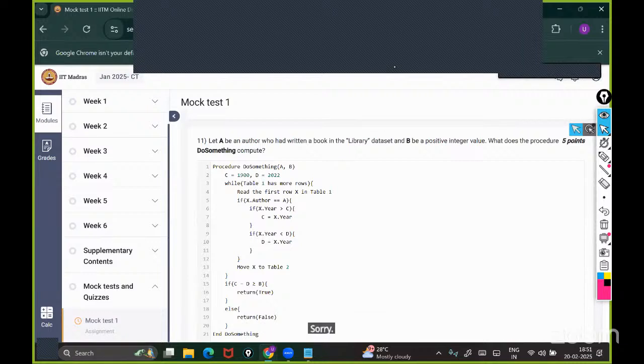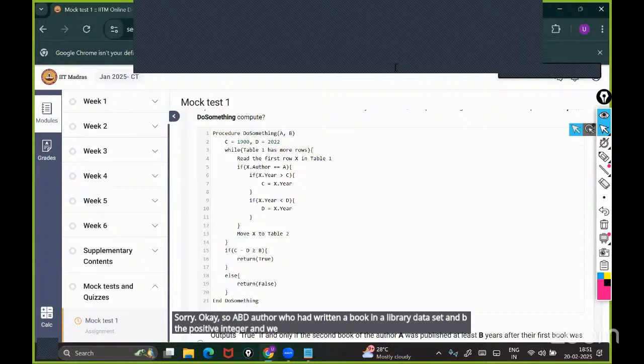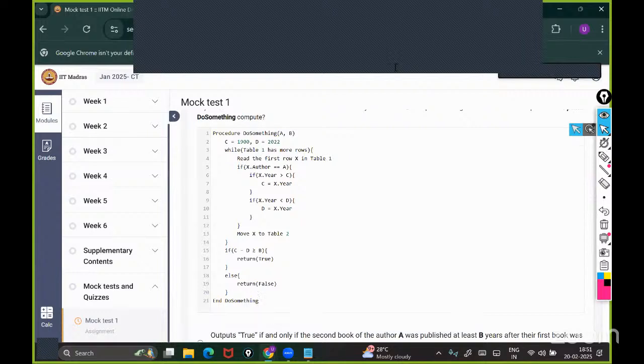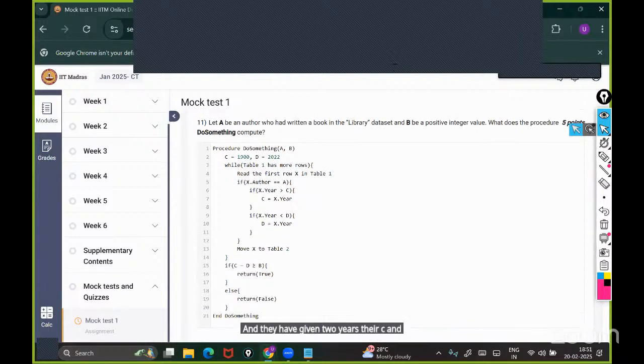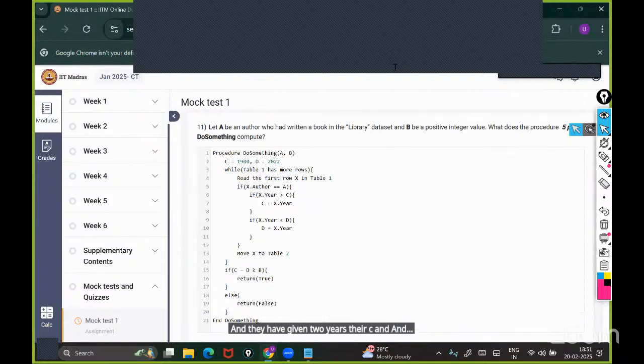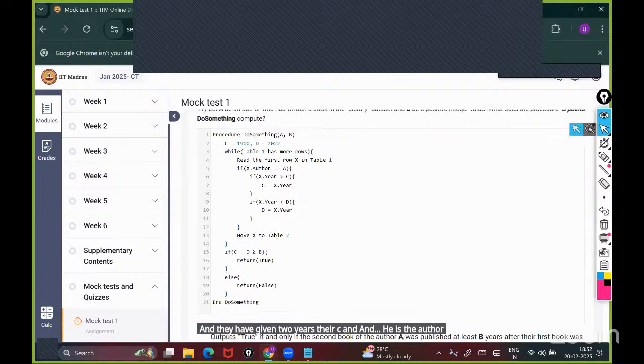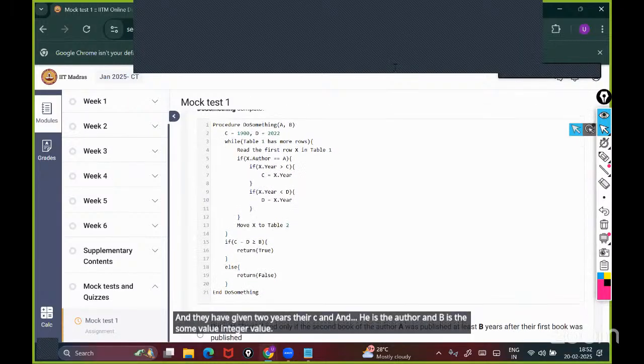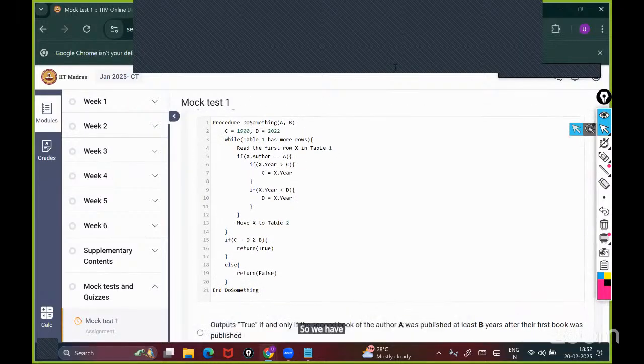Okay, A is the author who has written a book in a library dataset, and B is a positive integer, and we have to do this process. They have given 2 years. There is C and D. A is the author, and B is some integer value. So we have to check whether that or this.